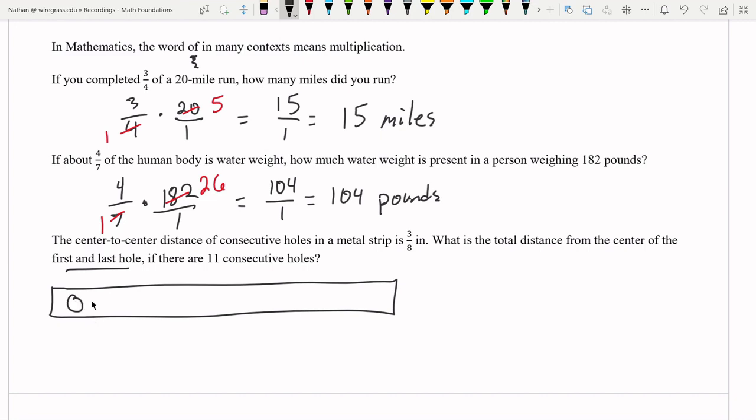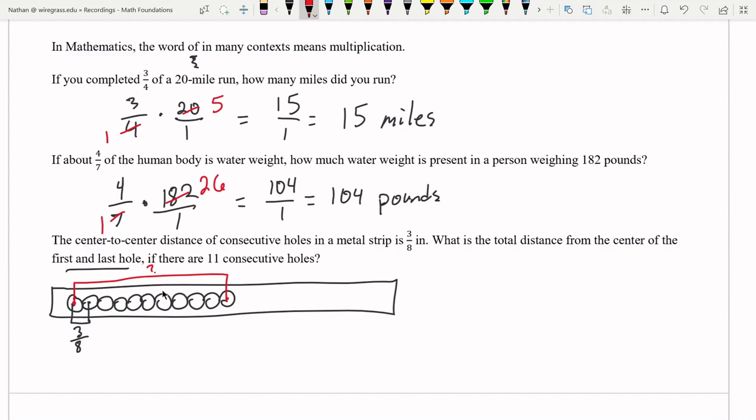So we're going to have a circle because it's just a round hole, and then another one, another one, another one. So here we have some metal strip with 11 consecutive holes, and we know that the center to center distance, so this point to this point here, the center from this hole to the center of this hole is 3/8 of an inch. Okay, what is the distance from the center of this hole to the center of this hole here? That's what the question is asking.